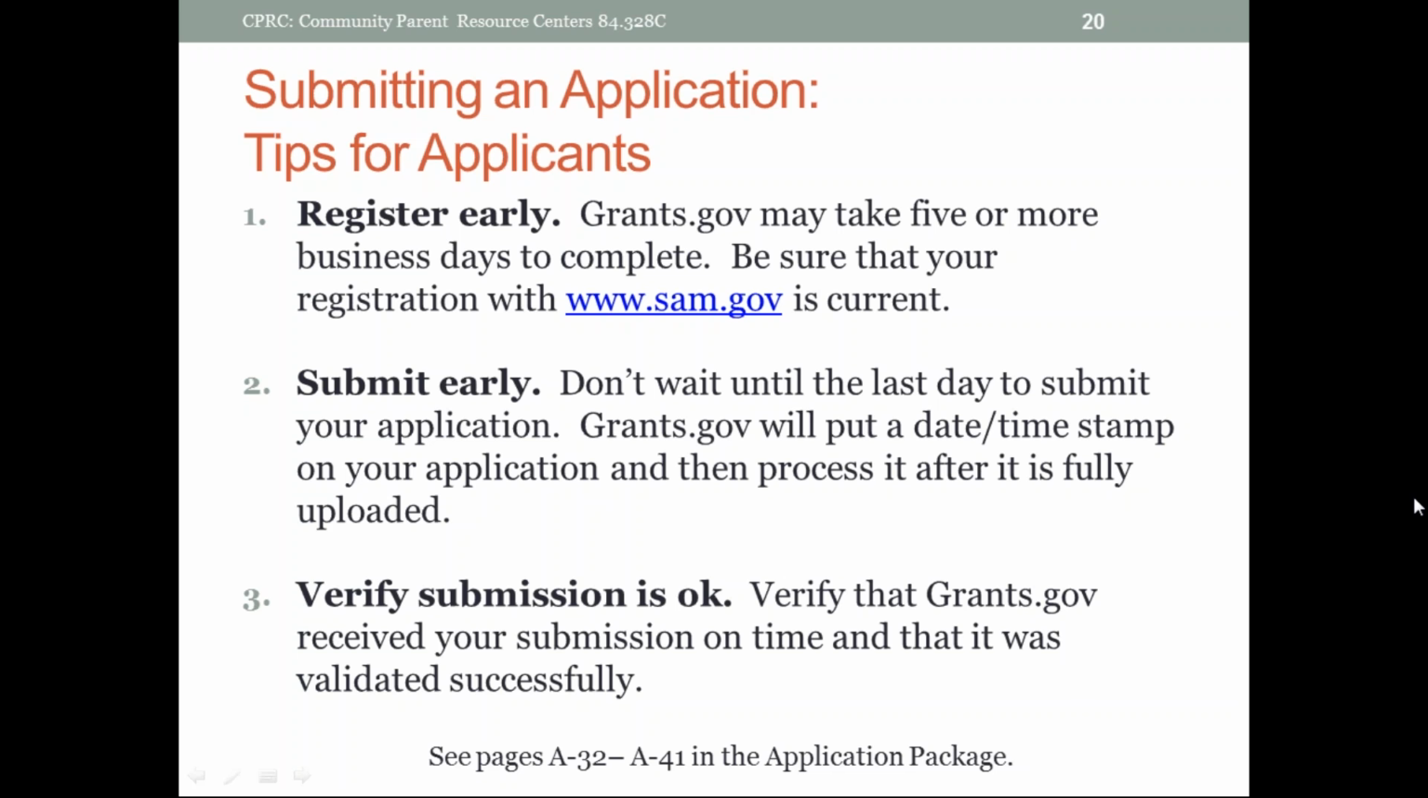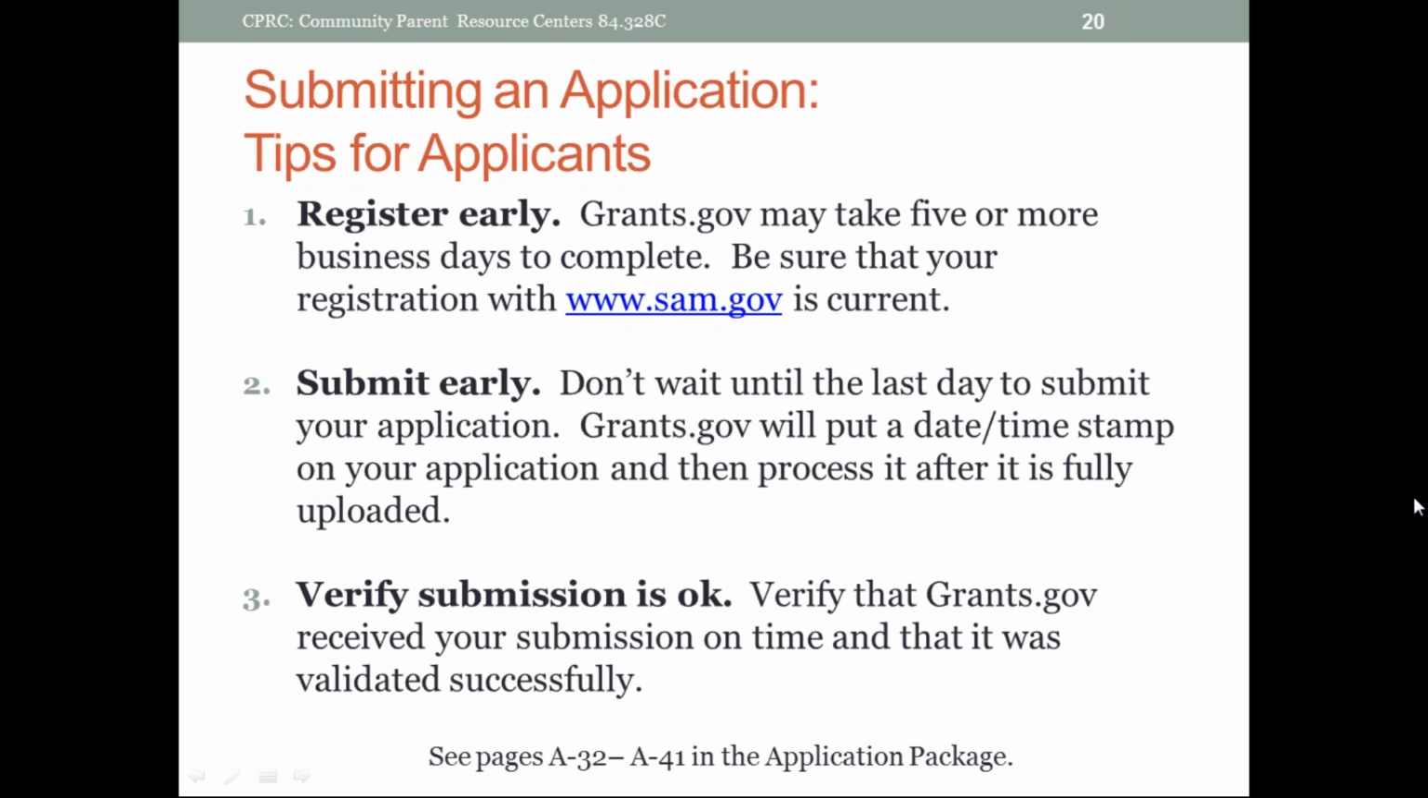So the first thing you have to do is go into sam.gov, and please make sure that you get confirmation from sam.gov that you are indeed in the system, and then go through the process of registering in grants.gov. And again, make sure you get confirmation you're in the system and can start doing the work. Because it will take 5 or more business days to complete, it's important that you do it now. But it's also important that you submit early.